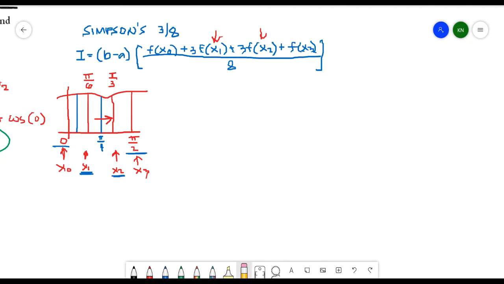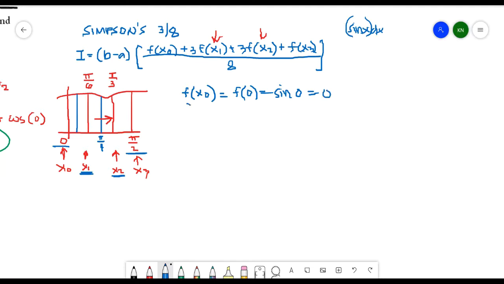So after we got the values, we can already solve for the f of x sub 0, f of x sub 1, and so on. So we have f of x sub 0, which is the substitution to our function, sine x dx. So you still need to substitute the values that you have for x sub 0, which is 0. So meaning to say we have f of 0 is equivalent to sine of 0, which is equivalent to 0.